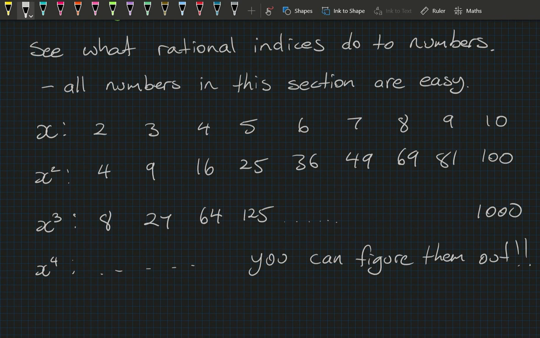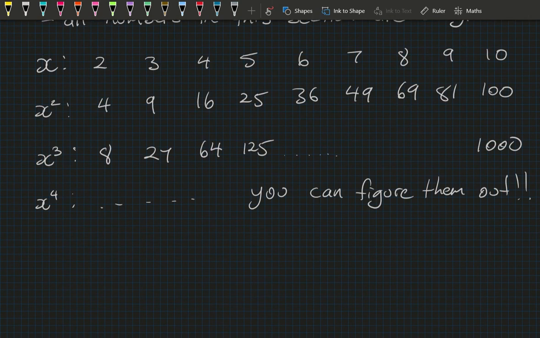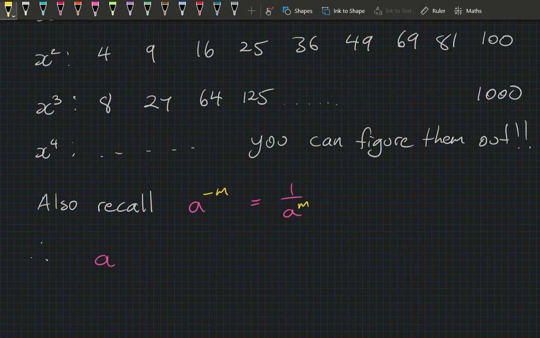All right, now on top of that, you're also going to need to remember the rules that I'm not going to state for a fourth time. But don't forget that this also applies to negative indices, such as a to the minus m, which of course is equal to 1 divided by a to the m. So therefore, a to the minus 1 on n is equal to 1 divided by a to the 1 on n, which is also 1 divided by the nth root of a. Anyhow, I think you'll be fine with the rest of it.